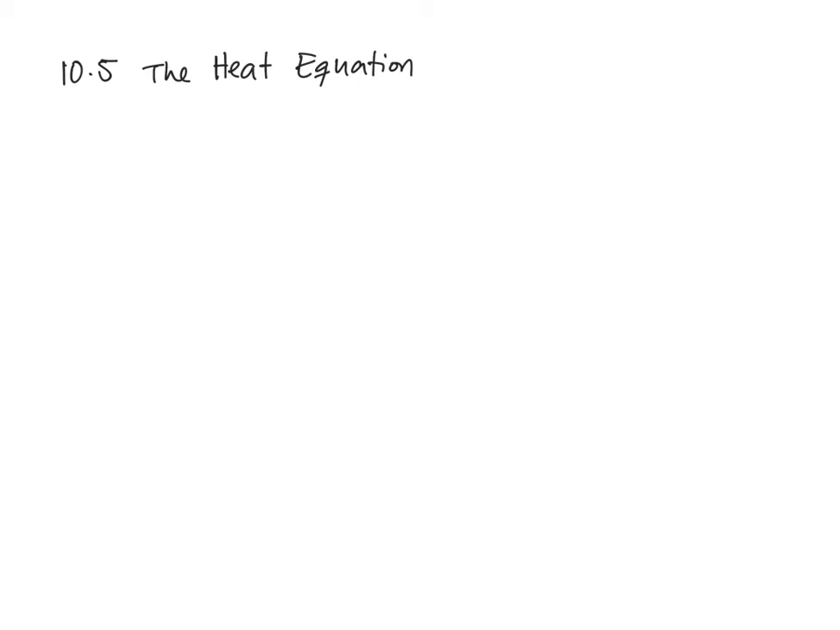Hi. In section 10.2, we learned about the heat equation and learned how to solve at least one version of it. And that version looked like this. We had du/dt equals some beta times d squared u/dx squared for x between 0 and L and t positive.